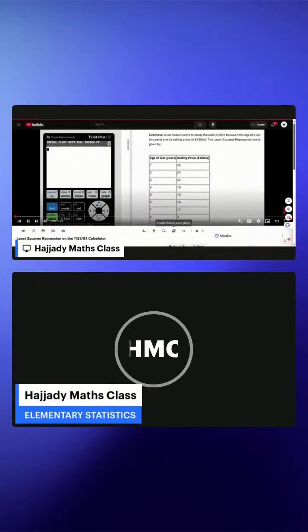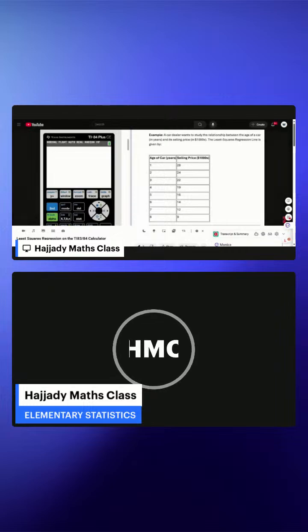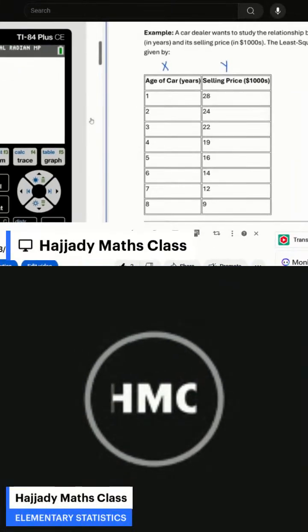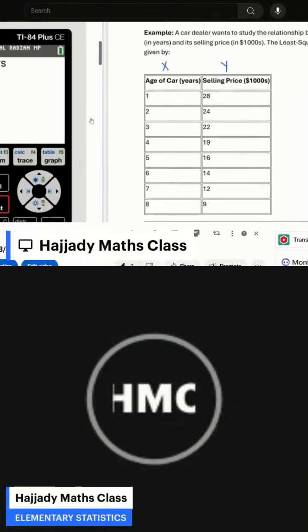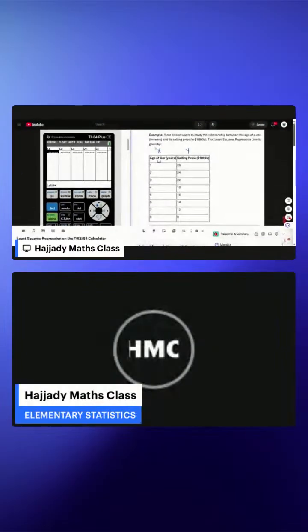In this video, I would like to explain how to use the TI-84 calculator to get the least squares regression line. This example focuses on the relationship between the age of the car and the selling price. So in this example, our age of the car is going to be our input and the selling price is going to be the output. Now on the TI-84 calculator, you click on Stat, Edit, then you can plug in the information. So L1 is going to be the input, and the y is going to be the output, which is L2.